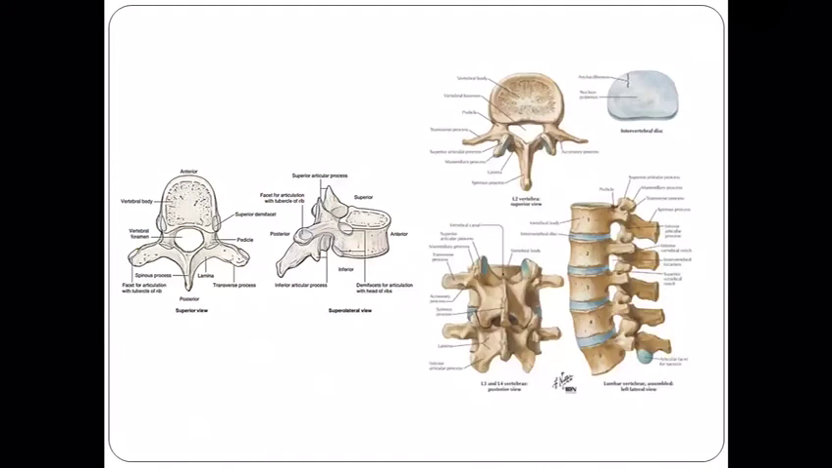Next, we can move on to the features of the transverse process of the thoracic vertebra. In the thoracic vertebra, the transverse process is elongated and passes backwards and laterally. Close to its tip, its anterior surface bears a facet which articulates with the tubercle of the corresponding rib to form the costotransverse joint.